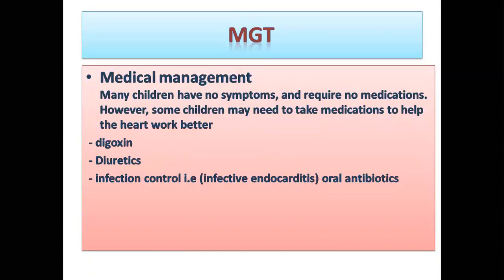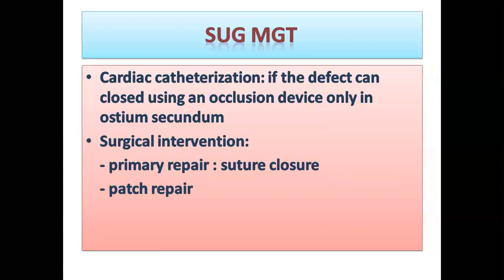Moving on to the medical management. In case of medical management, children who have no symptoms require no medications. However, some children may need to take medication to help the heart work better, for example digoxin, diuretics, then infection control, and oral antibiotics have to be followed. Here, with growth and development there is a possibility of spontaneous closure. That's why for those who have no symptoms, we will wait to see whether it closes on its own.